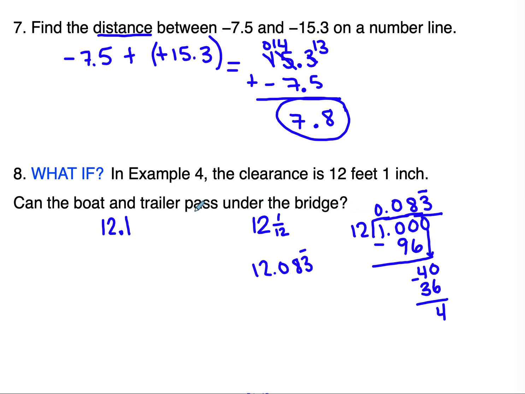Okay, so which one can go underneath here? No, this is the bigger number. 12 and 1/10 is greater than 12 and 1/12 because this is 12.1 and this is 12.08. When we're comparing those tenths places, this is bigger. So can it pass under the bridge? Nope.